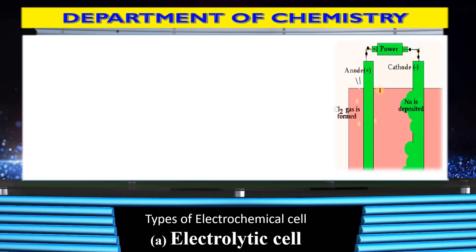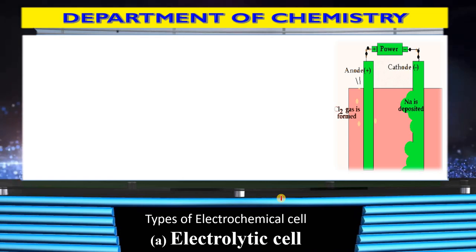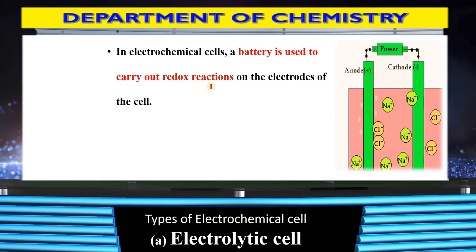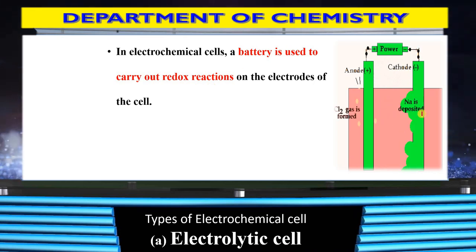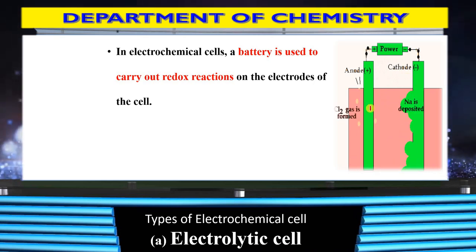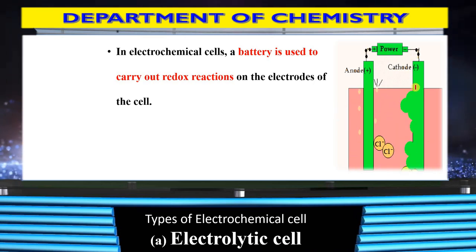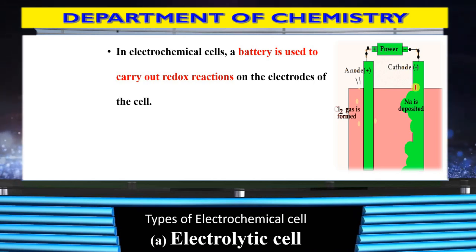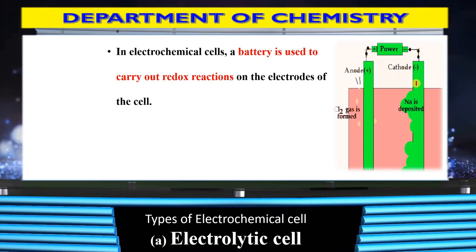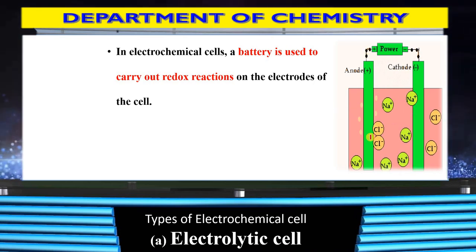The rods, one is anode and another is cathode. Okay, so this is the electrochemical cell or electrolytic cell. Let's see. In this electrochemical cell, a battery is used to carry out the redox reactions, that is oxidation and reduction. Oxidation means removal of electrons from the anode and reduction means gain of electrons by the cathode. So if we want to carry out these two reactions, that is redox reactions, in this cell, there is a need for a battery.